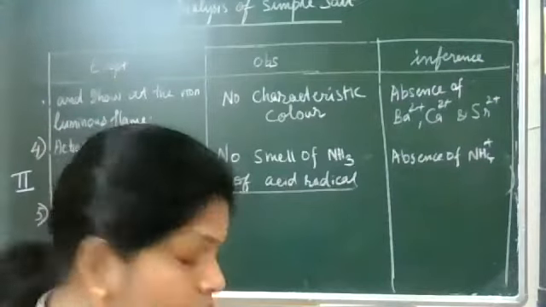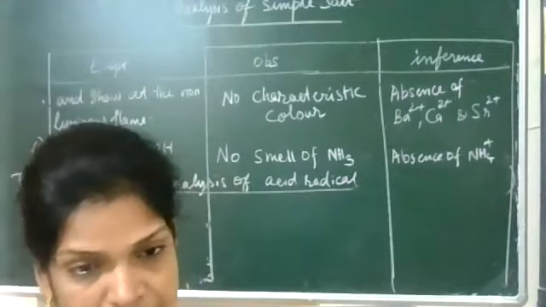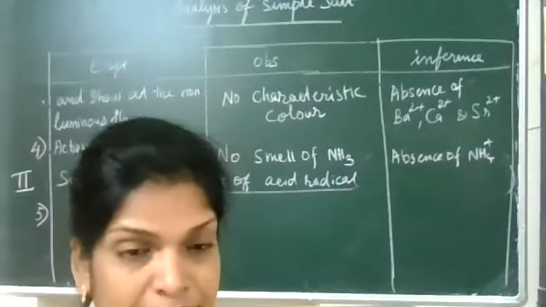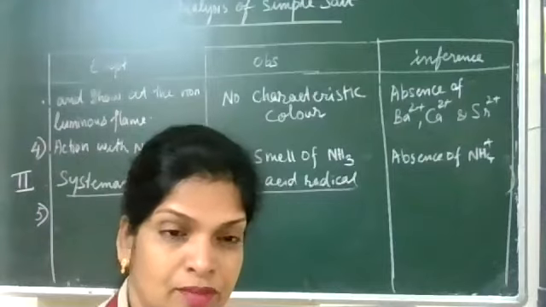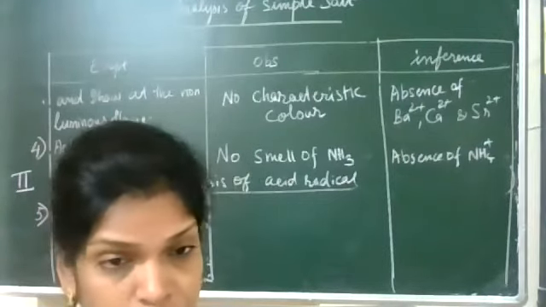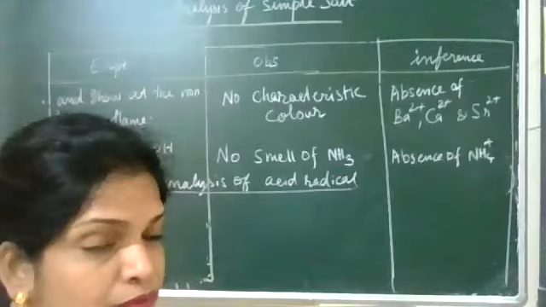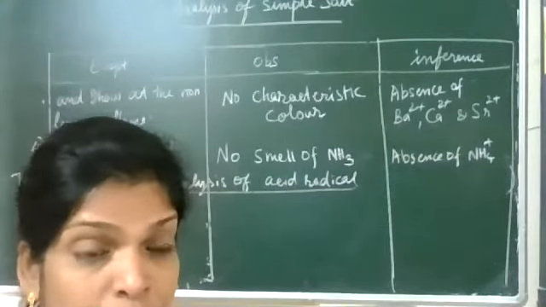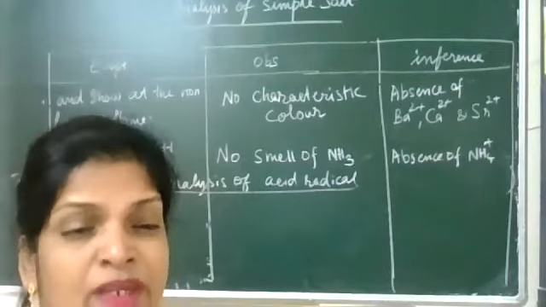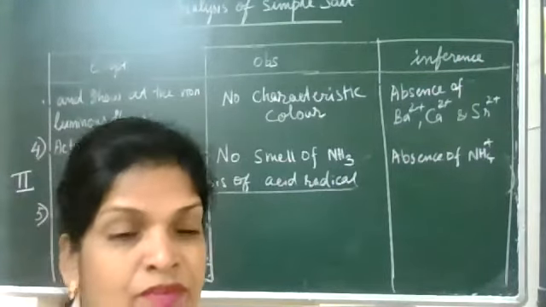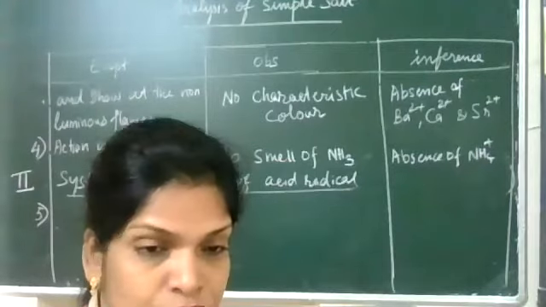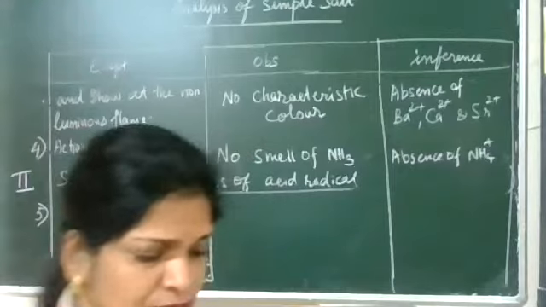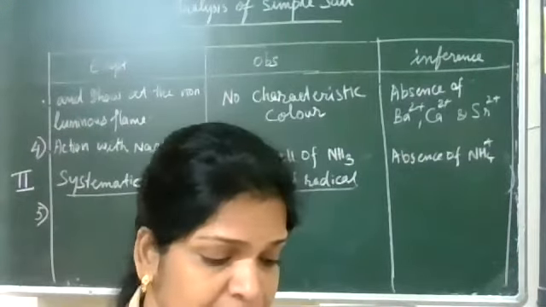In that you are going to catch hold of 4 acid radicals. If no observation is obtained with the dilute H2SO4, then we will be moving to concentrated H2SO4. So first with the dilute H2SO4 you are trying to catch 4 acid radicals. If you are not getting any observation, then we will be treating with concentrated H2SO4. There you will be getting 5 acid radicals.